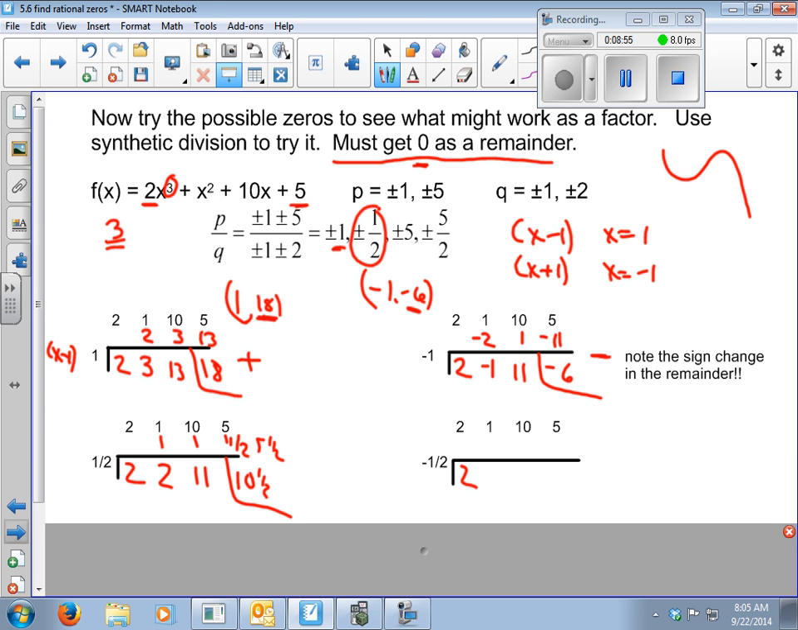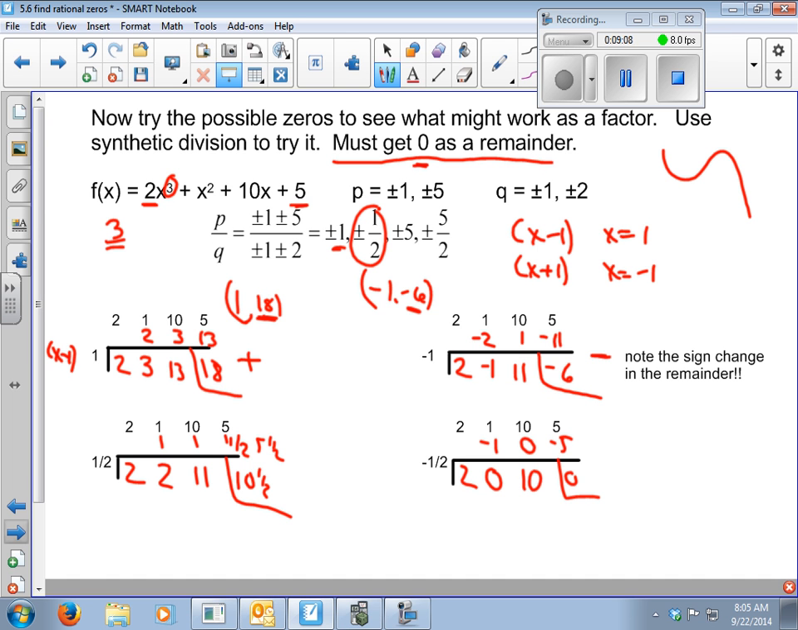Multiply, we get -1. Add is 0. Multiply is 0. Add 10, and -1/2 times 10 is -5, and I finally got 0 as a remainder. So, what does that mean? That means this, x equals -1/2, is one of my solutions. I want to try to find the other 2 solutions.